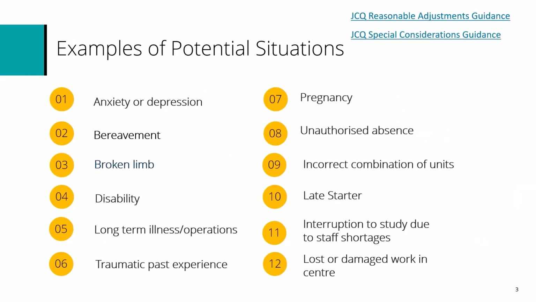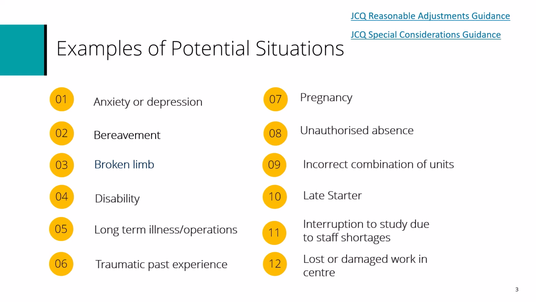Pause the video here for a moment. Looking at the list on the screen, which of these examples do you think would be a case for a reasonable adjustment consideration? Key points that do need to be considered are that each situation should be considered separately, as no learners or situations are exactly the same.